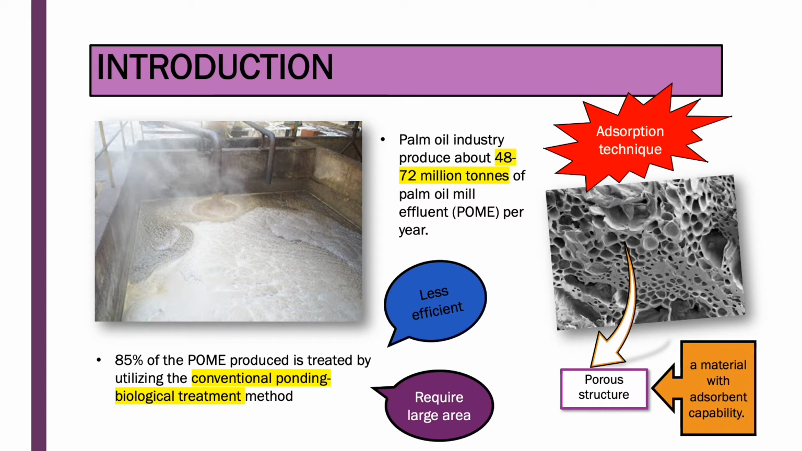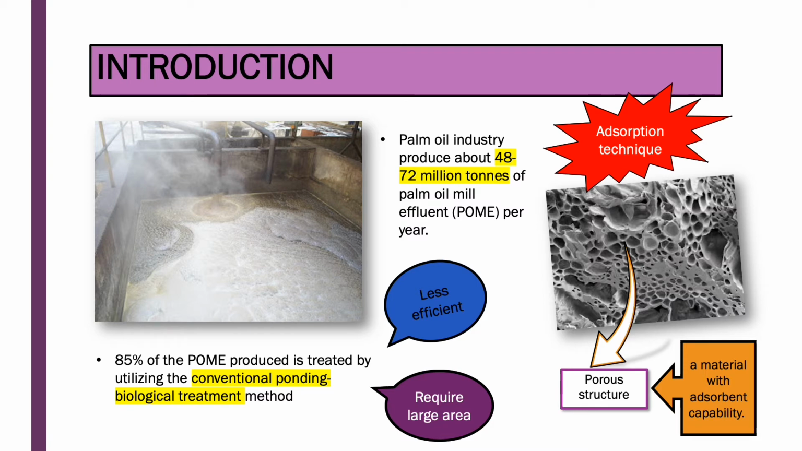In Malaysia, about 85% of POME produced is treated by utilizing the conventional ponding biological treatment method. But this method is less efficient due to the excessively high organic load and low pH of the POME. It also requires a large area for the treatment process to be done.